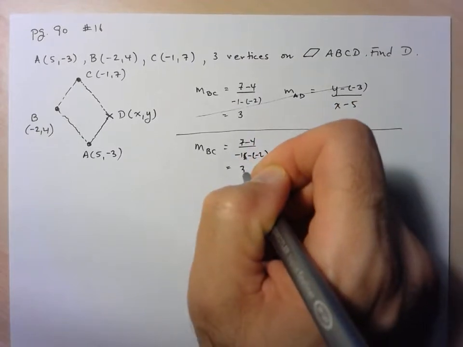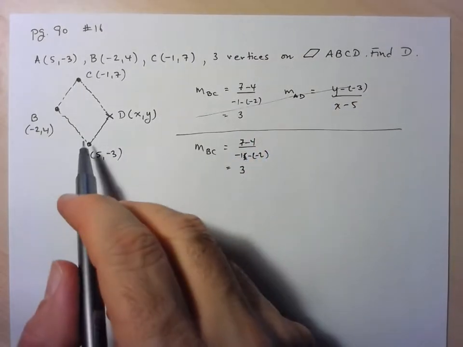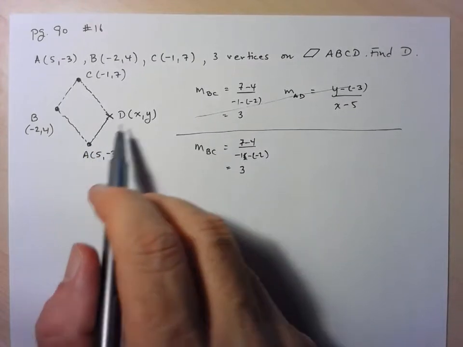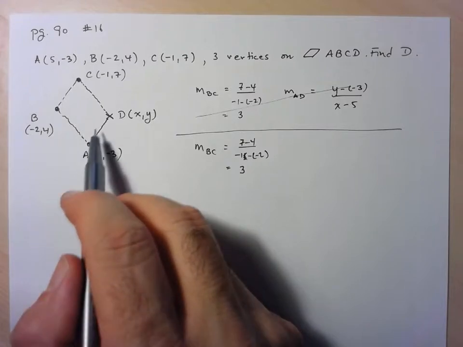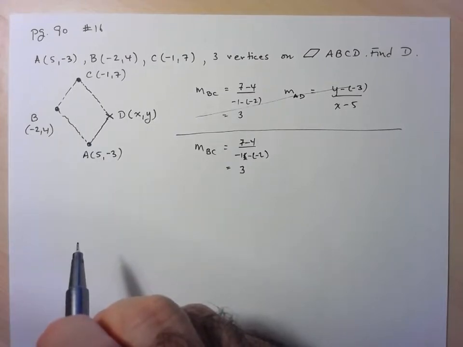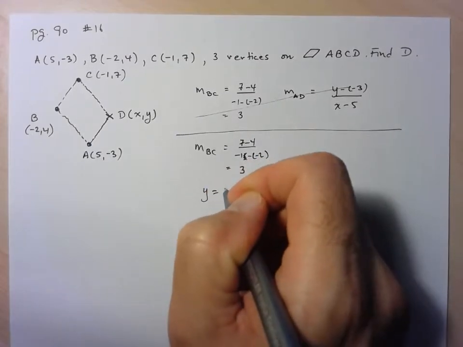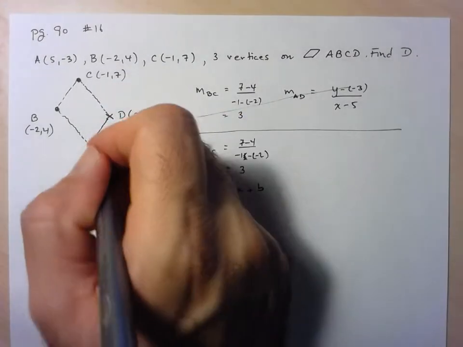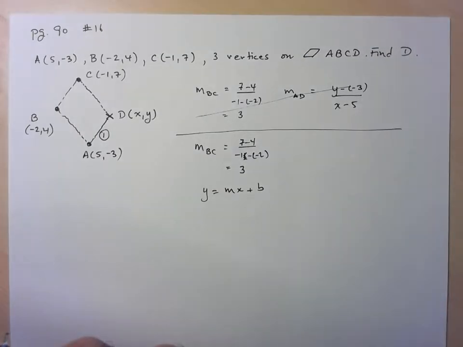So 3 over 1 is 3, and we know that this is going to be the same as the slope for this line here. But instead of actually trying to calculate x and y, I'm going to find the equation of this line. Okay, so y equals mx plus b. I'll call this line 1. That's what I'm looking for.